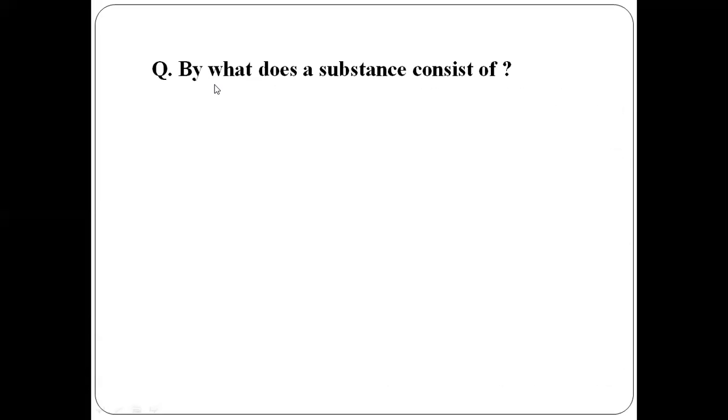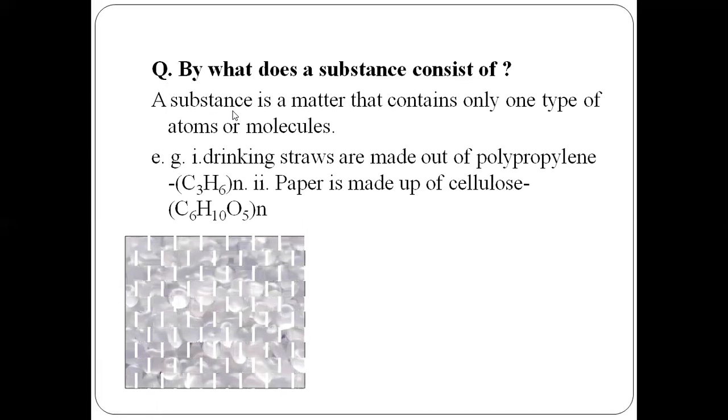Now we shall try to know what a substance consists of. A substance is a matter that contains only one type of atoms or molecules. The examples we have seen are drinking straws and pieces of paper. Here, drinking straws are made out of polypropylene. That chemistry you will study in your higher classes. The molecule in it is C3H6, n times. Okay, children, that C3H6 is the basic molecule; many of them constitute together what we call polypropylene.